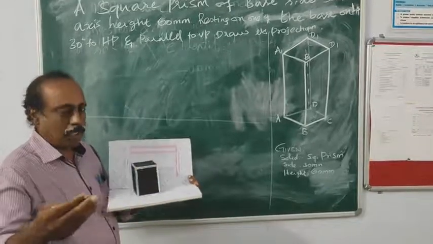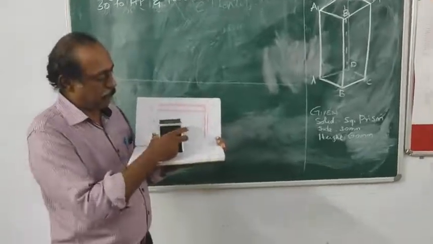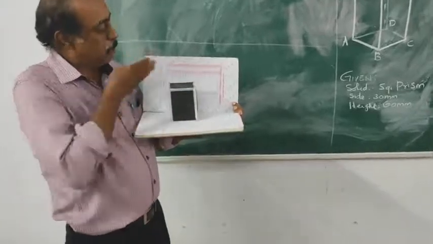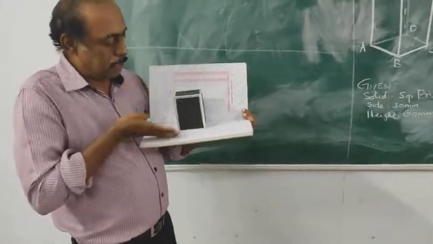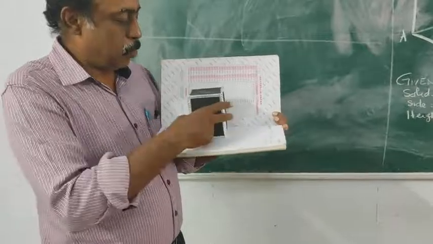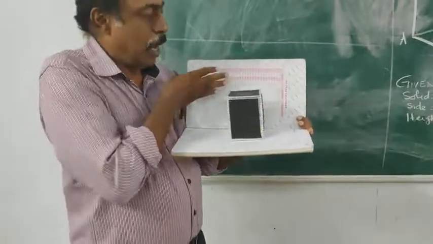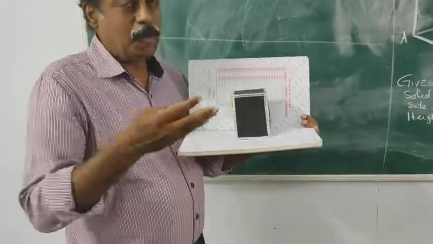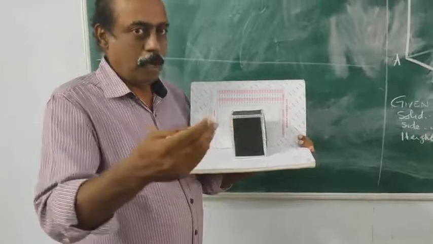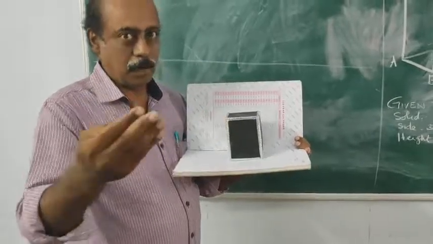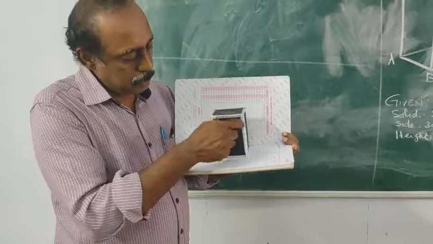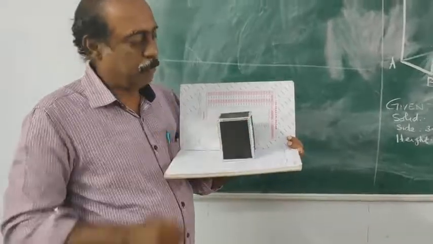Viewers always see the object from in front of the object. This is a vertical plane, this is a horizontal plane. The object is in the first quadrant. The object is placed between the vertical plane and the observer. So we are seeing from the front view, and from this we can get this information.